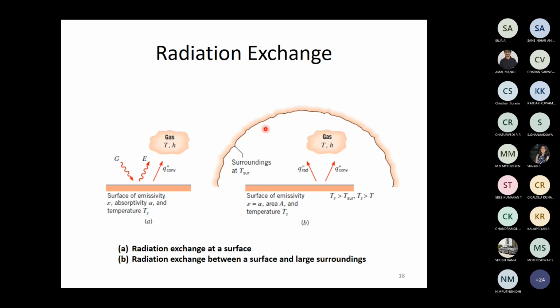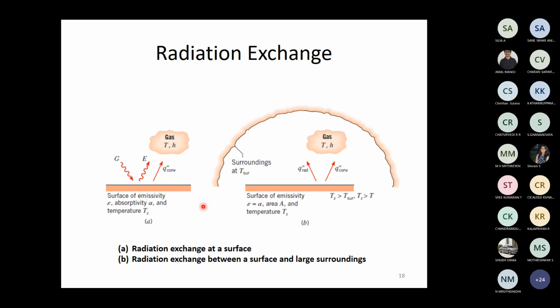So large surroundings, because of the temperature, will be emitting radiation. The surface, because of its temperature, will be emitting radiation. So there is a radiation heat transfer involved. There is a convection involved because of this gas. Okay, so there is a difference between this orientation and this orientation, and we will see how to evaluate the heat transfer in these two cases. Okay, so these are some typical examples where we can consider radiation.